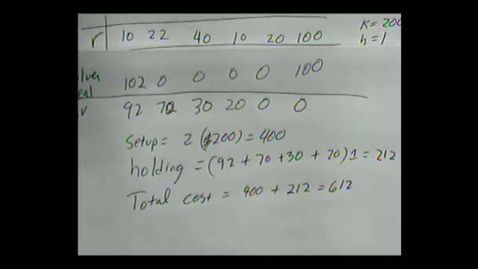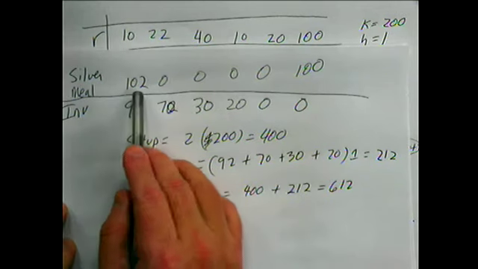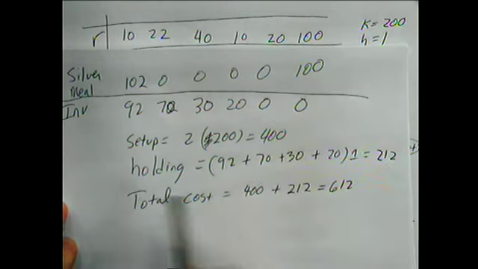Okay? So initially, I went lot for lot, produced in every period, right? But that was inefficient because I was paying that $200 setup cost as opposed to $1 per unit to hold it each week. I did the Silver-Meal heuristic, came up with I should produce in the first period and the last period, and a total cost of $612, which was half of it.